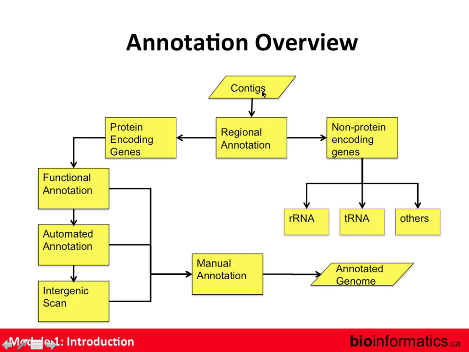You start with the contig and go through some regional annotations to identify non-coding regions and protein coding genes. For each of the coding genes, you have to carry out functional identification, and I'll talk a little bit about that, both using automatic approaches and also manual inspection by human curators. For the non-coding regions, there are also tools to help predict the RNAs and other non-coding sequences.